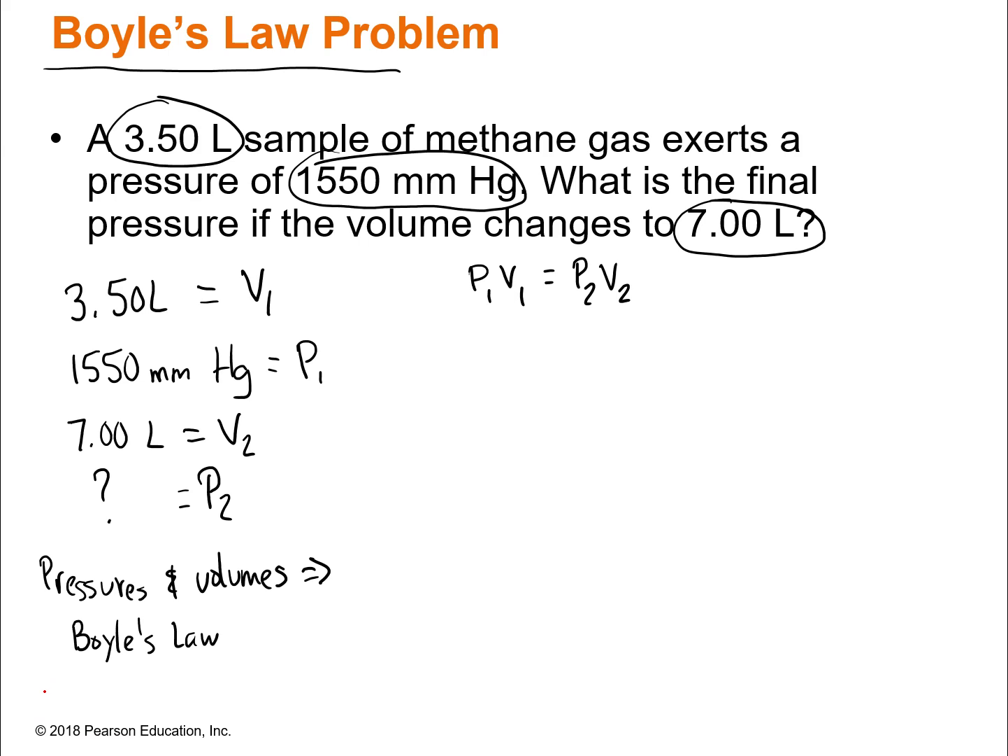We need to solve this equation for P2. I like to circle the variable that I need to isolate because it helps keep me on task. To isolate P2, you divide by V2 on both sides.